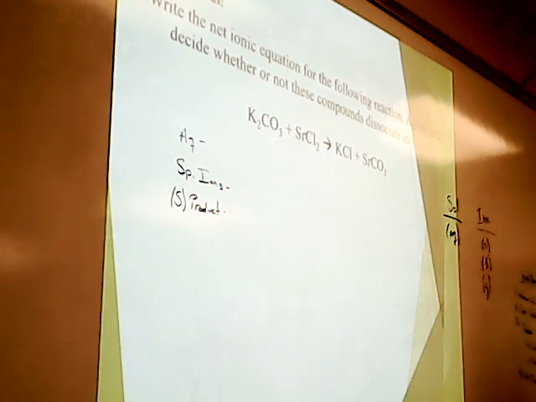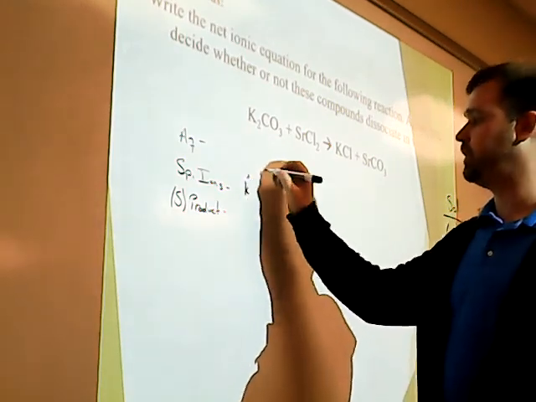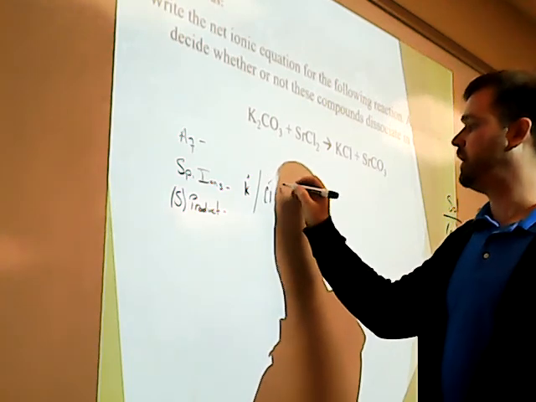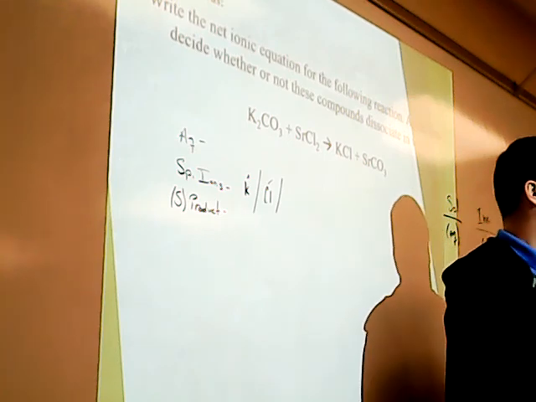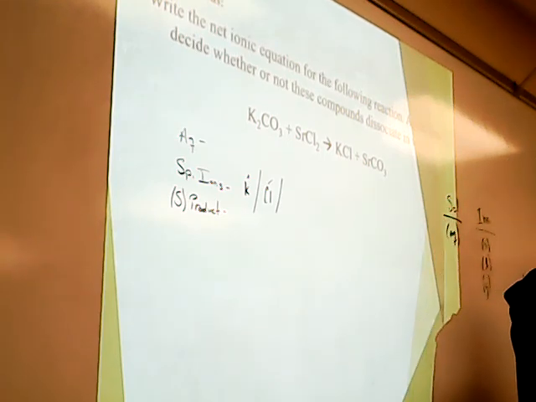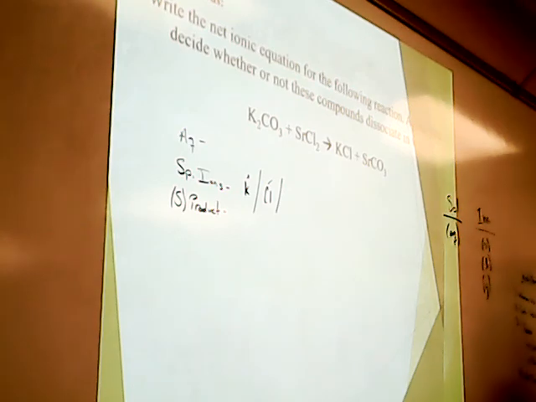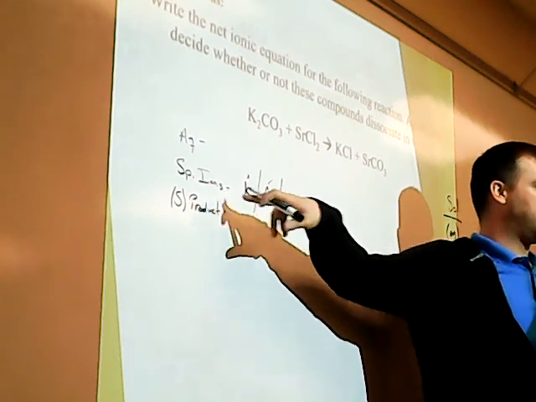Okay, so somebody give me a spectator ion. Potassium. What else? Chloride. What else? Is that it? Yeah, there you go. It should only be 2, because the other 2 make up the solid product. If I'm asking for an ion, I need a charge.